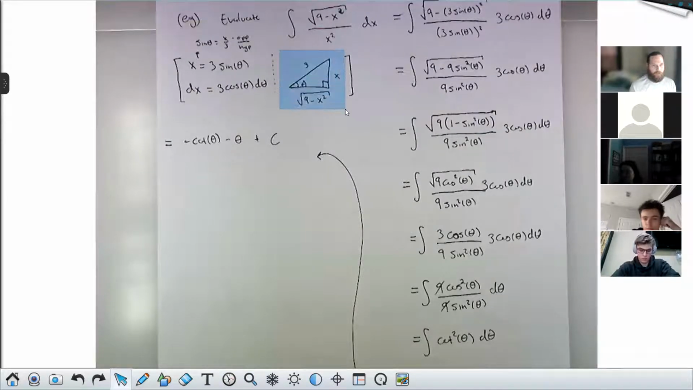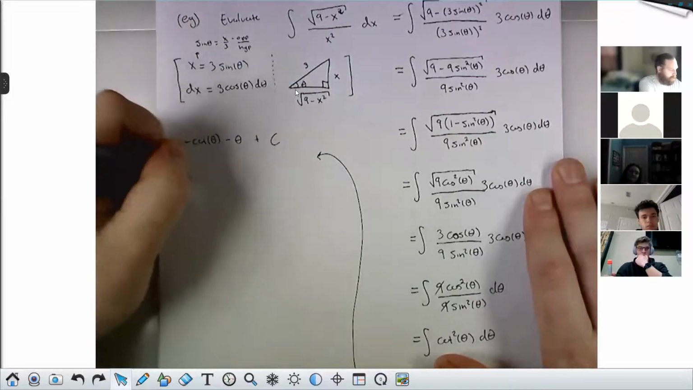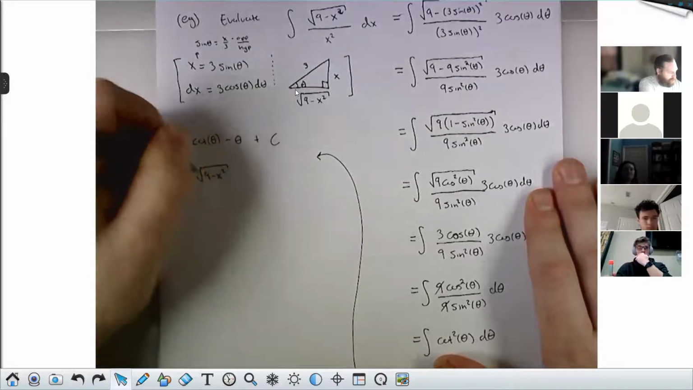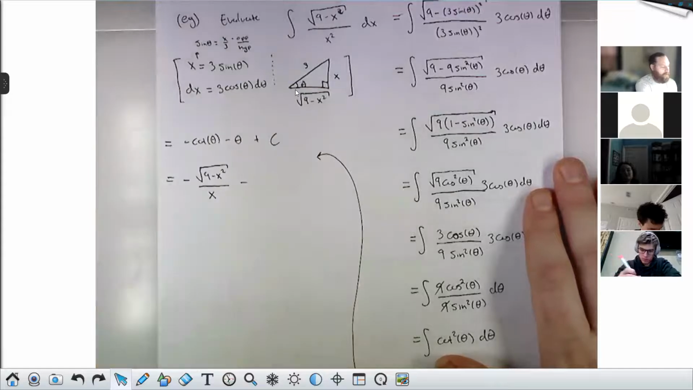The purpose of drawing the triangle is so that you can read off any trig function of theta in terms of the variable x. So cotangent of theta, using SOHCAHTOA, tangent is the opposite over the adjacent. So cotangent theta is the adjacent over the opposite, right? This angle in here is theta. So the cotangent of theta is the square root of 9 minus x squared over x. And the negative out front is this negative. And then I have still here my minus theta.